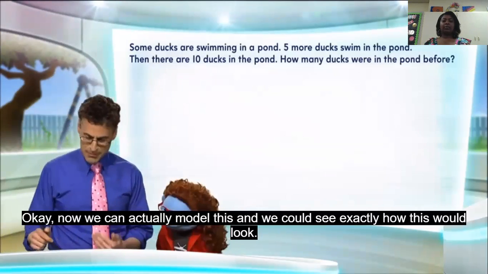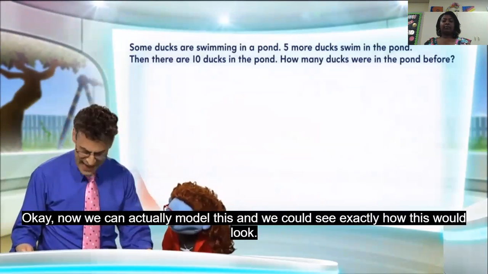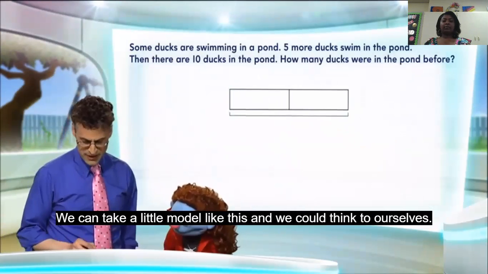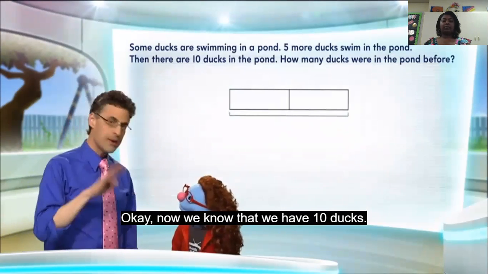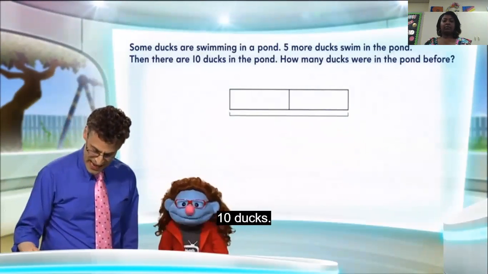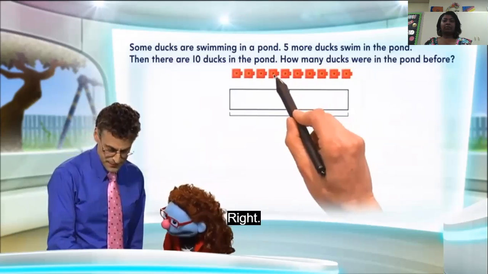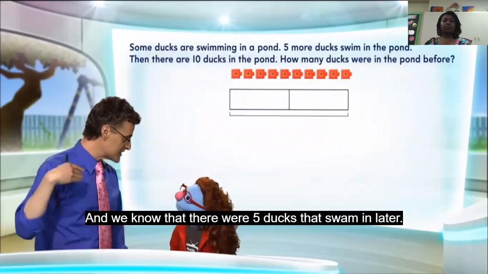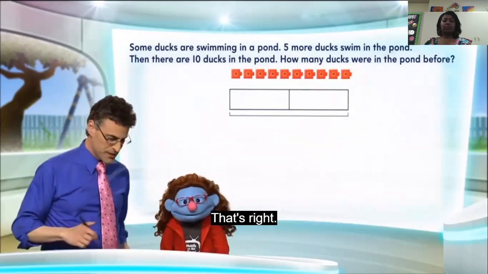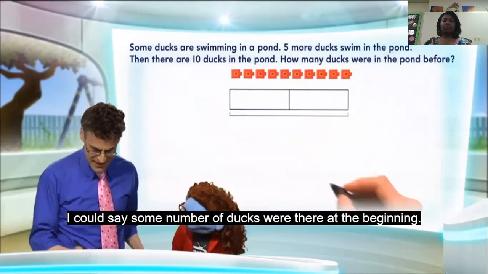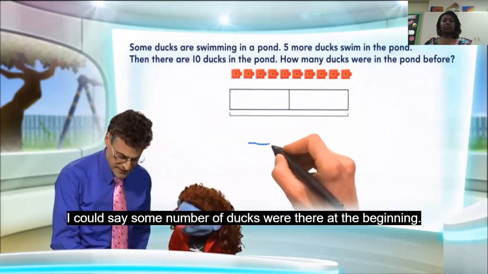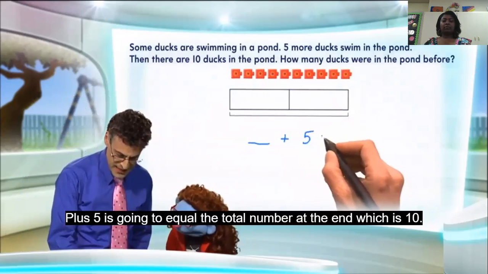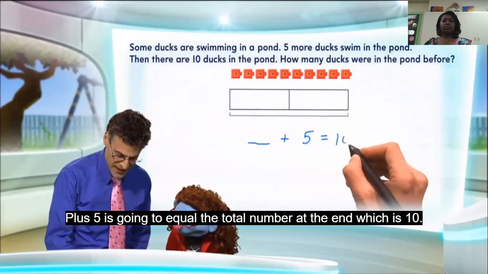Okay, now we can actually model this. And we can see exactly how this would look. So we can take a little model like this, and we can think to ourselves, okay, now we know that we have 10 ducks at the very end. And we know that there were 5 ducks that swam in later. Okay, so I can write that like this. I could say some number of ducks were there at the beginning plus 5 is going to equal the total number at the end, which is 10.